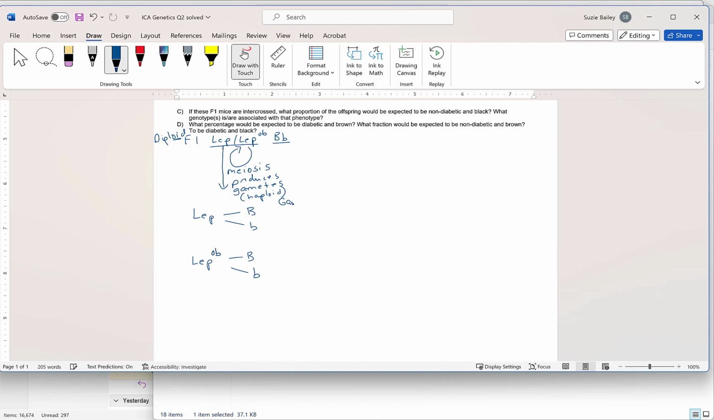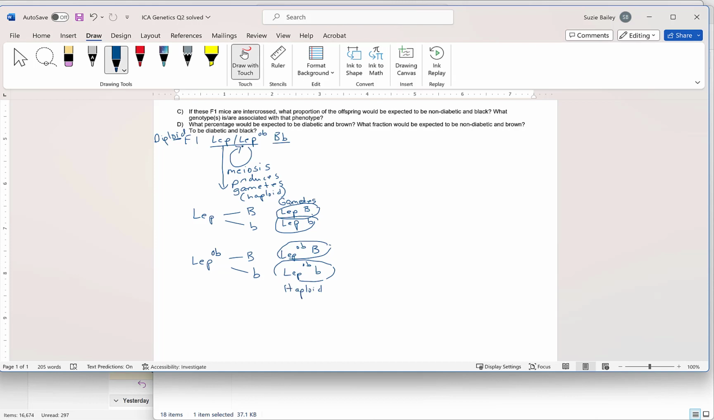And so then our gametes have the following genotypes: wild type LEP, dominant B; wild type LEP, recessive B; lep OB, dominant B; lep OB, recessive B. All right, so these are our gametes. Notice that they only have one copy of the leptin gene, one copy of the B gene. They are haploid.